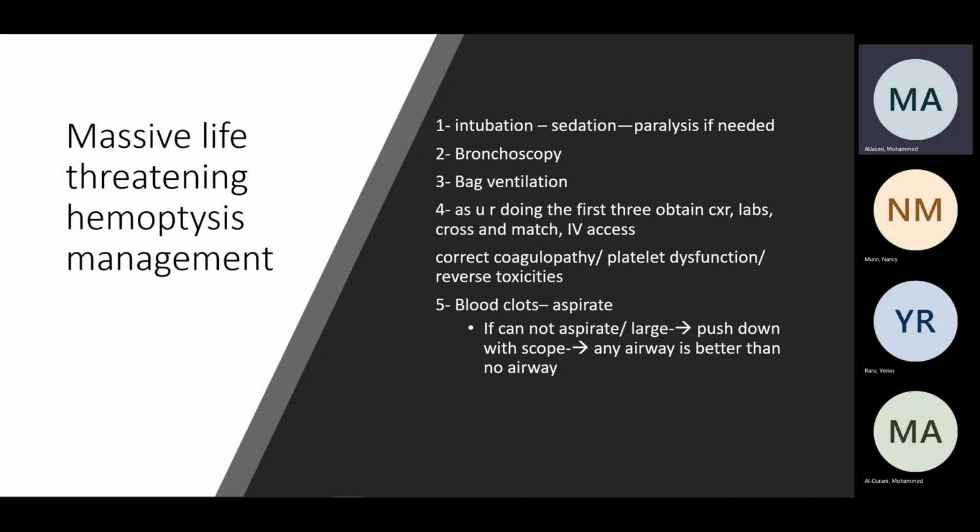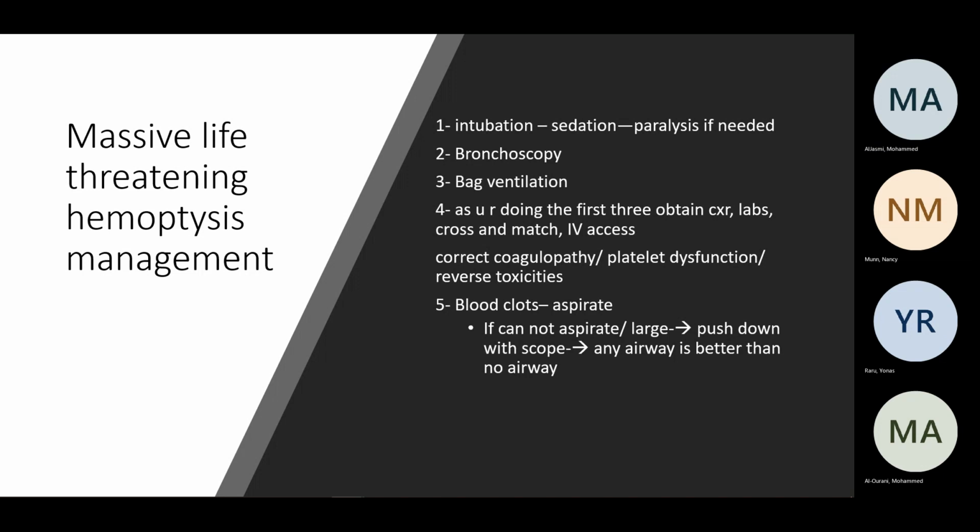As you are doing these three things, where you're intubating, having bronchoscopy, and bag ventilation, you ask for your chest X-ray, you ask for your labs, you ask for your cross and match, you ask for your IV access, and you try to correct any coagulopathy. As you're doing all of these, once you get inside the airway, what are you going to see if there is massive hemoptysis? Clots, right? First thing that you'll see is a clot.